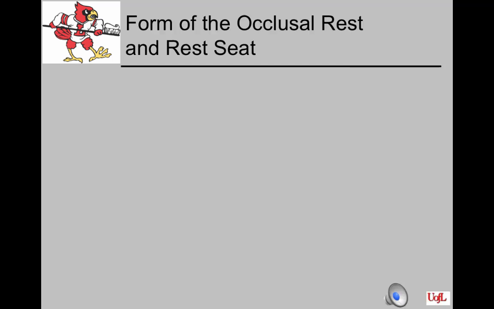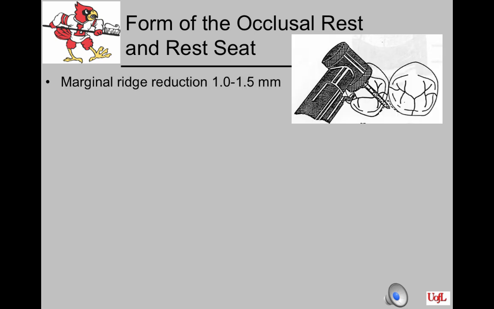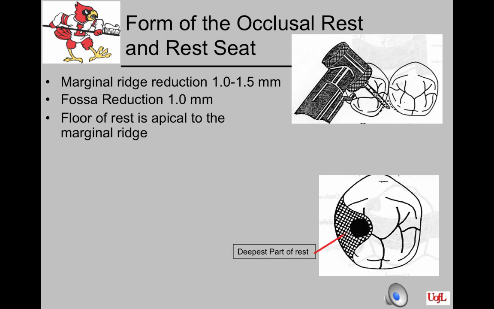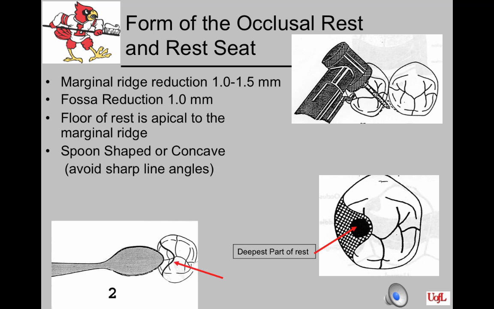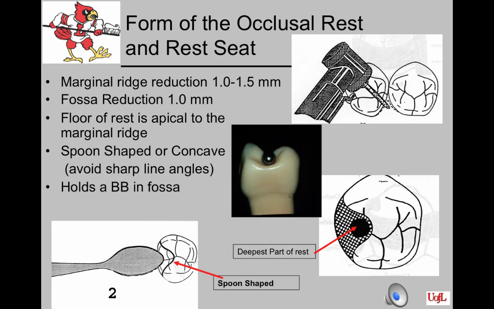Here is a summary of the form the occlusal rest and rest seat should take. The marginal ridge reduction is 1 to 1.5 millimeters. The fossa reduction is about 1 millimeter. The floor of the rest seat is apical to the marginal ridge, and the rest is spoon-shaped or concave. We have to avoid any sharp angles and round all corners. It should hold a BB if you were to place something in that fossa. It should not roll off because the fossa is deeper than the marginal ridge.